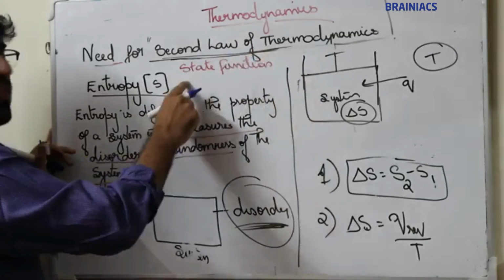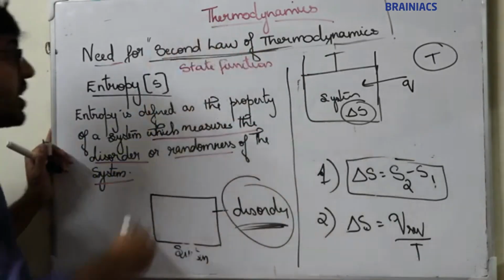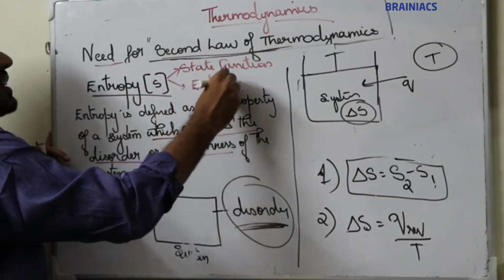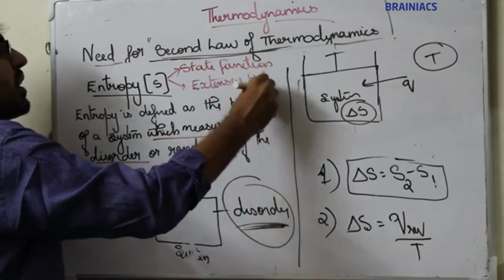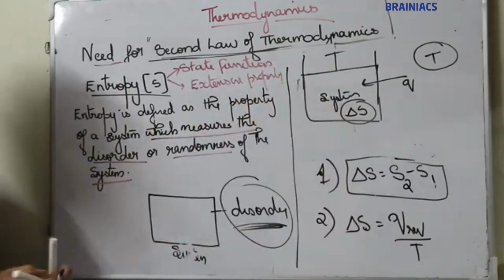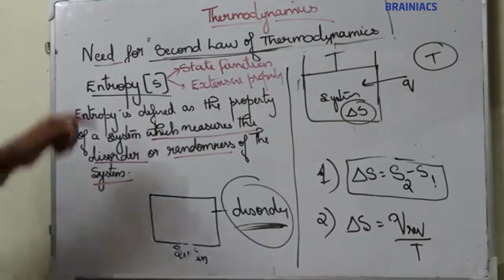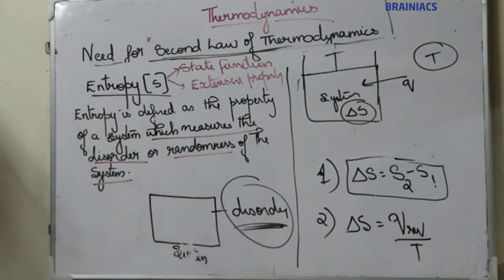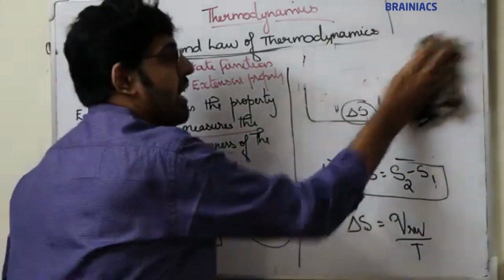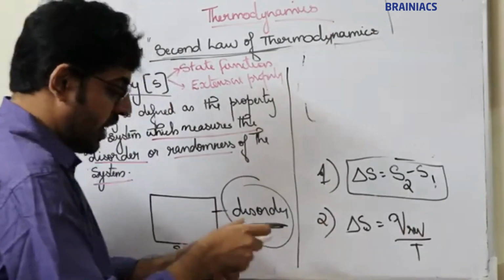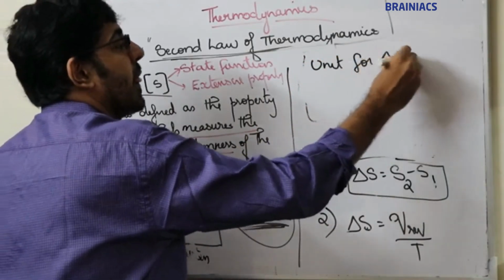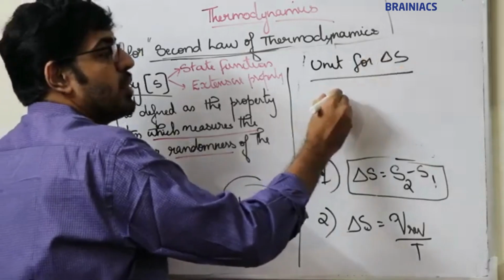In our introductory part, we have already discussed state function and path function. Entropy is a state function, and it is an extensive property. Extensive property is also discussed in our introductory part. So entropy is an extensive property and a state function. Now, unit of entropy change, unit for delta S, is Joule.